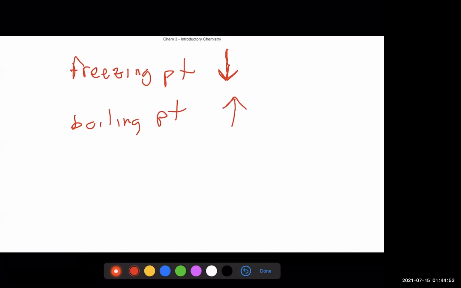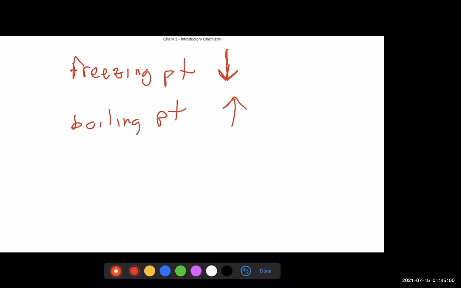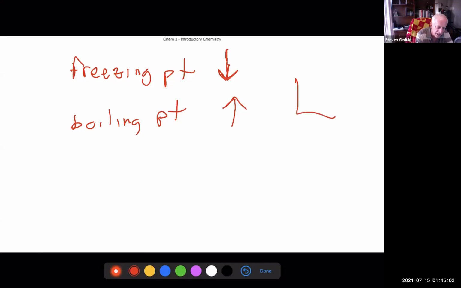Can you repeat that, doctor? Sure. As you have a solution, the more ions you add, like say sodium and chlorine, the more you add, the higher your boiling point goes and the lower your freezing point goes.